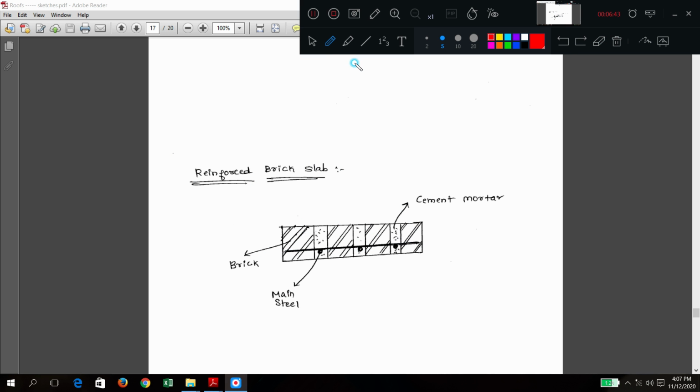Why is it used? You should understand which is cheaper. Brick is cheaper, or if you put total concrete, which will become cheaper? One side you have brick plus mortar plus steel. Another side concrete plus steel. Obviously, when you use bricks it will be cheaper. Concrete is costly. So to have less cost, you are using bricks instead of concrete, and again you have steel.